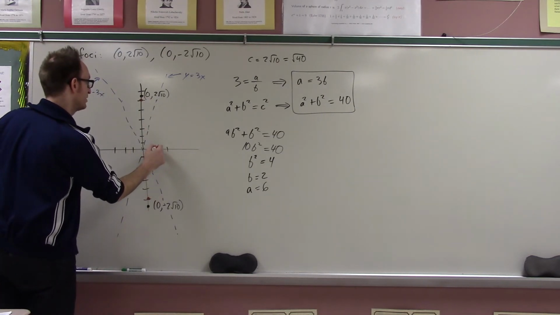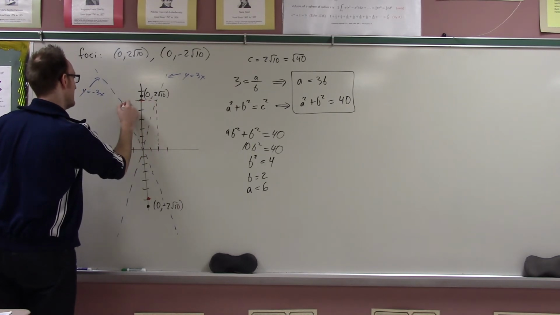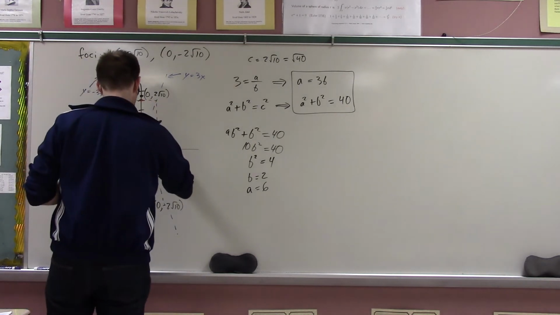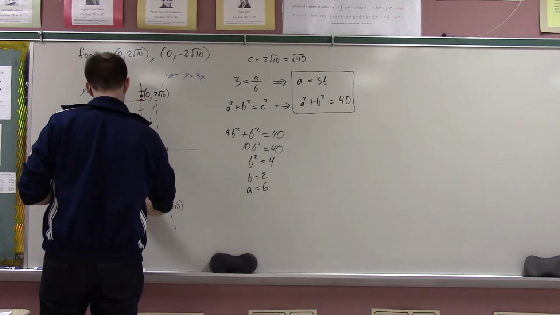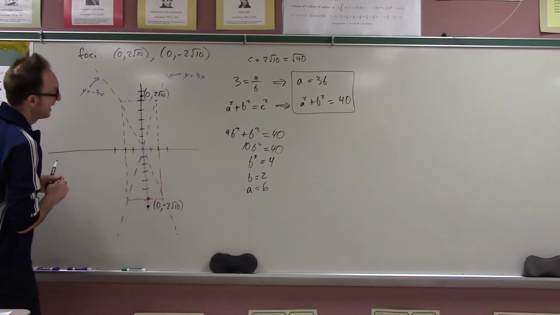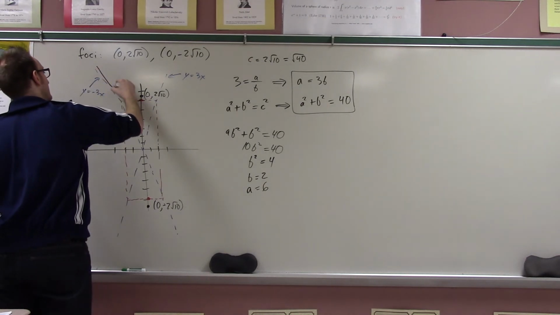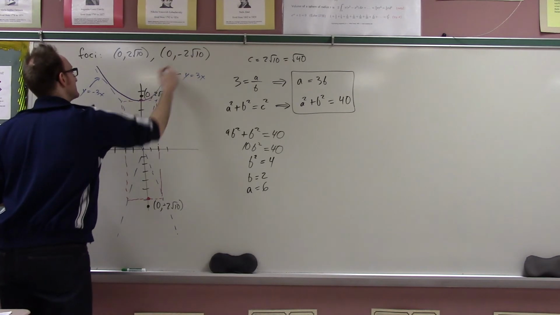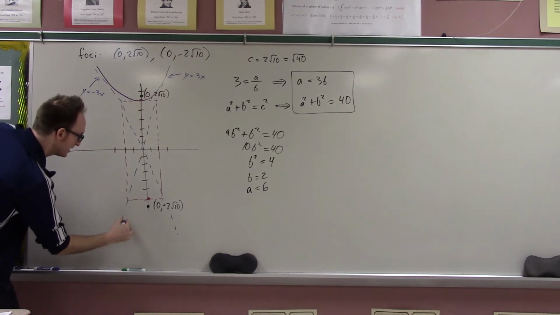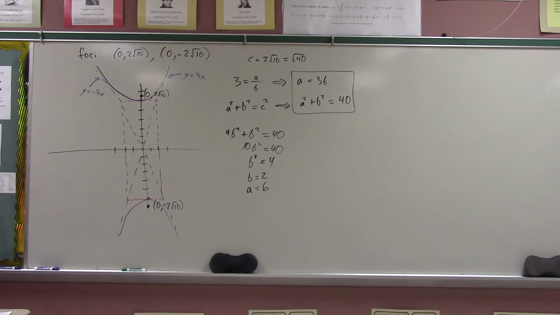And if B is 2, then that means that the happy box looks kind of like that. And indeed, these lines are the perfect diagonals of that box. And what does the hyperbola look like? Kind of comes in like that. In this case, the vertex is very close to the focus. Okay, so there's my hyperbola. What else do I have to do?